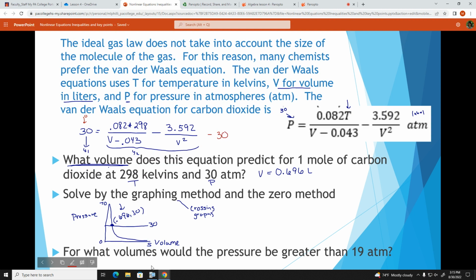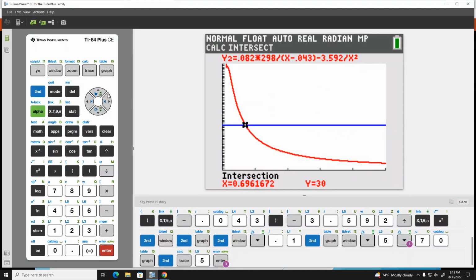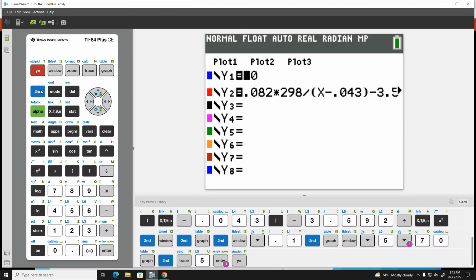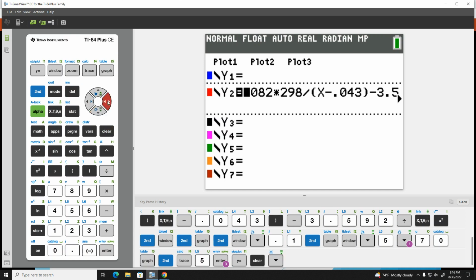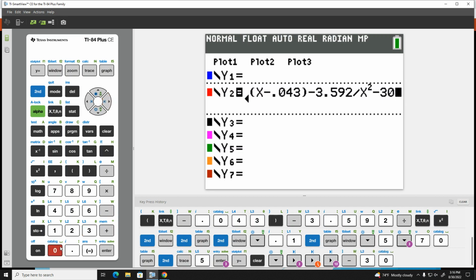So I'm going to go take care of that in my calculator. So in the zero method, I don't need this first 30, so I put clear. And then in my formula, I'm going to arrow out to the very end of it. And I'm going to subtract 30 because that made the equation equal to 0. And that's what I wanted. I wanted to use the zero method. This means I need to adjust my window.